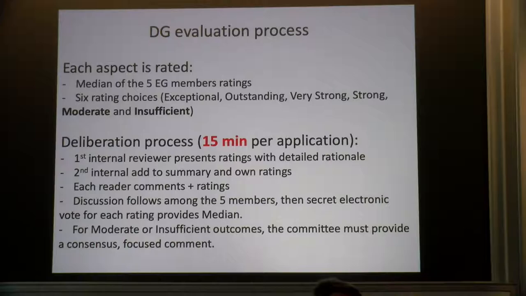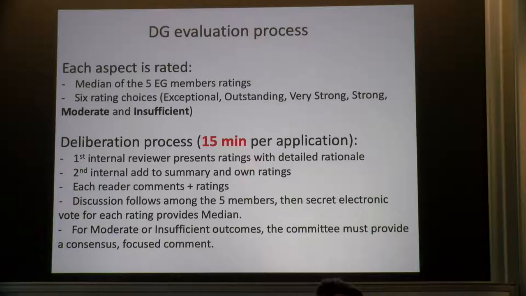In terms of how your proposal is rated, basically, it's a median of all five members' ratings, and you have six choices, from exceptional to insufficient. You need a minimum of strong in all three categories to get funded. Deliberation happens very quickly within the committee, 15 minutes per application maximum. First the internal reviewer goes through their rating and rationale, then the second internal reviewer, then each reader gives ratings, and then the five members discuss and hold a secret electronic vote.